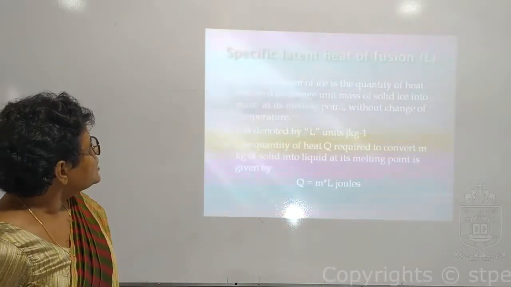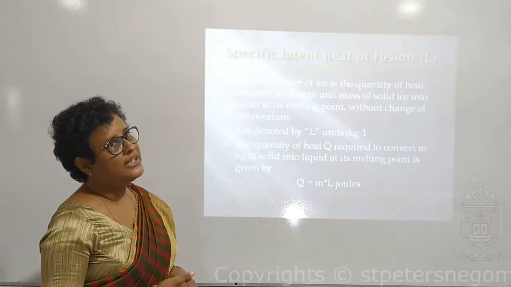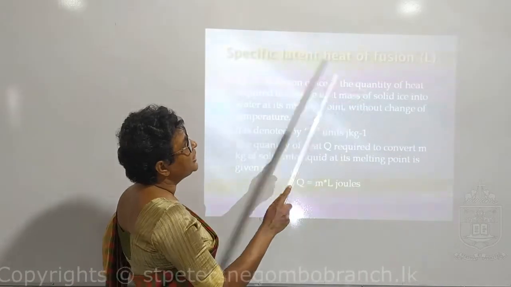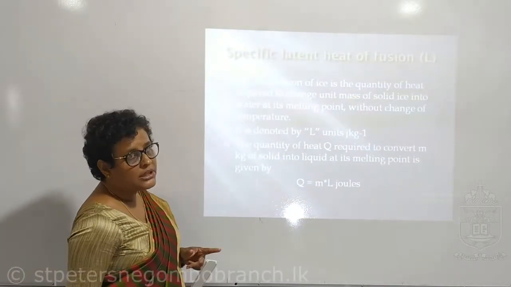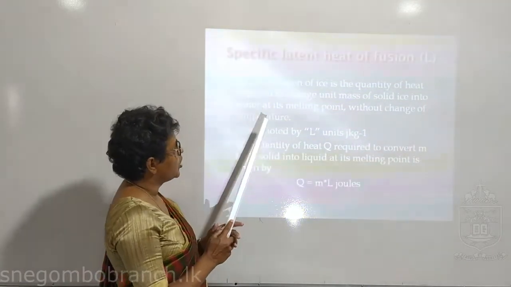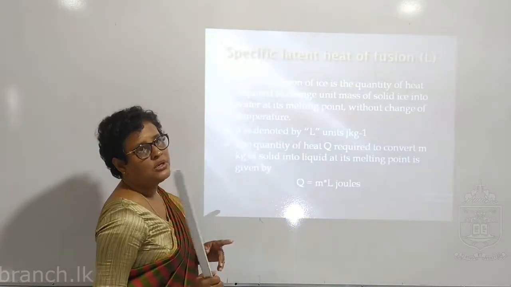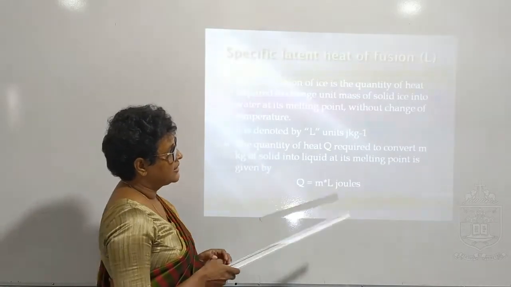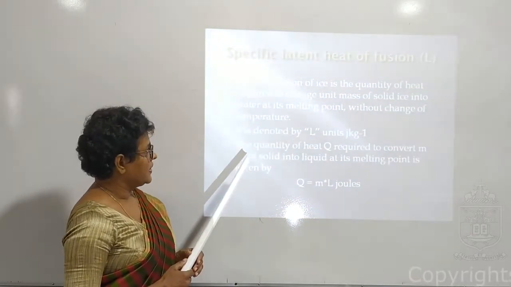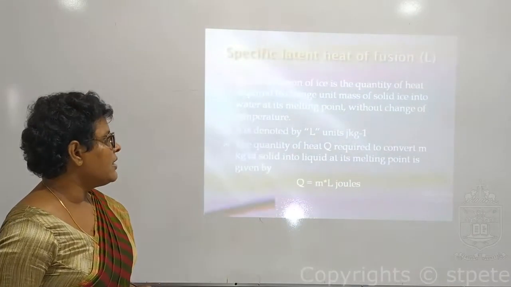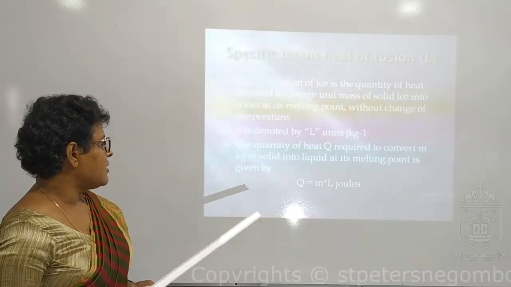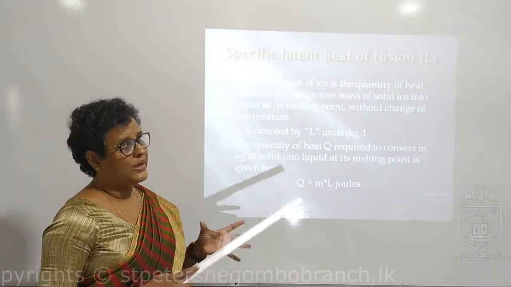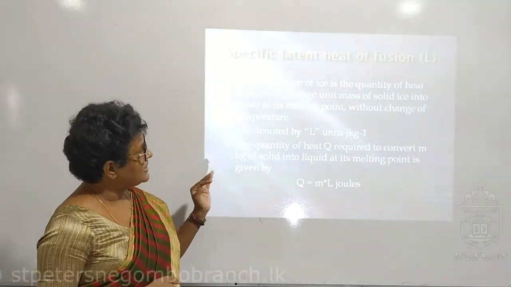Right? Specific latent heat of fusion, we denote it as L. Specific latent heat of fusion of ice is the quantity of heat required to change unit mass of solid ice into water at its melting point without change of temperature. It is denoted by L, units J kg^-1. The quantity of heat Q required to convert m kilogram of solid into liquid at its melting point is given by Q = mL. Now this is the phase change.